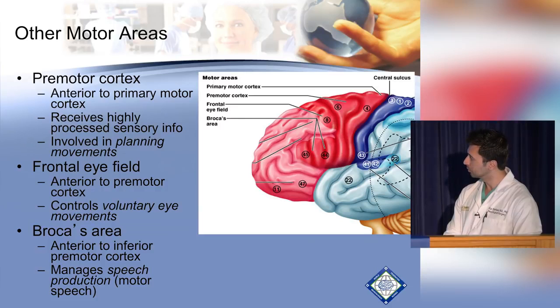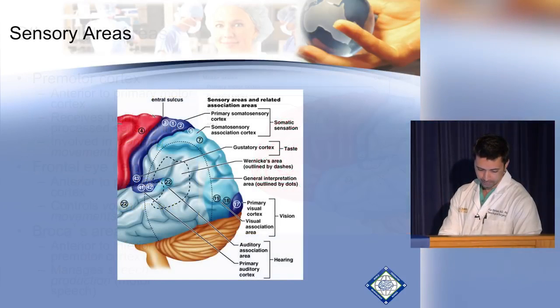It's not a coincidence that it's located right next to the part of the homunculus where your mouth and hand is, right? So it makes sense that an area that's going to initiate that type of motor plan is going to be right next to that part of the homunculus.